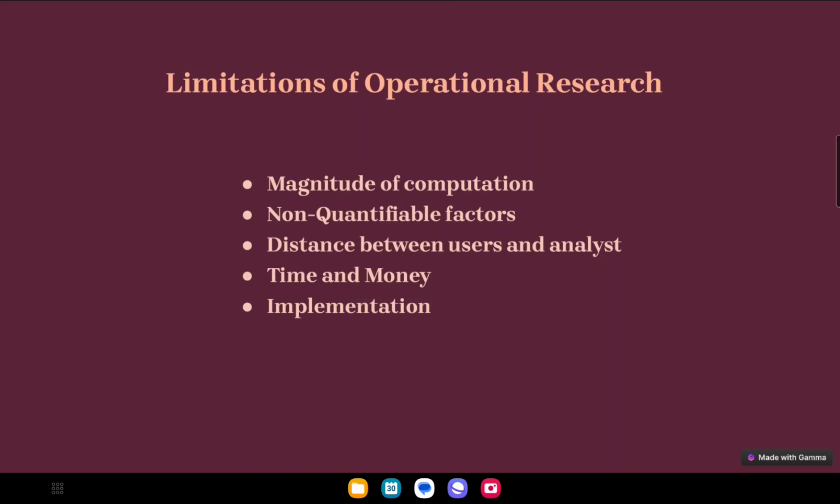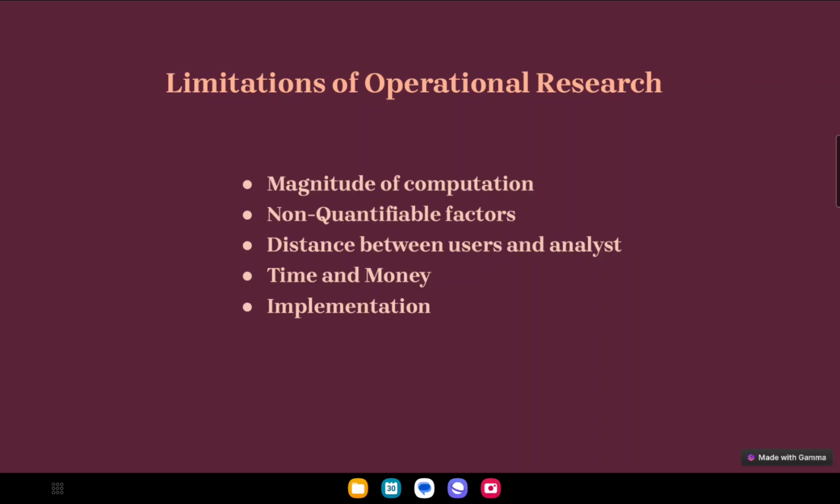Third is distance between users and analysts. This might lead to communication gaps. Other limitations involve time, money and implementation. OR often requires significant time and money to implement effectively. Understanding all these limitations allows us to mitigate them and maximize operational research's potential.